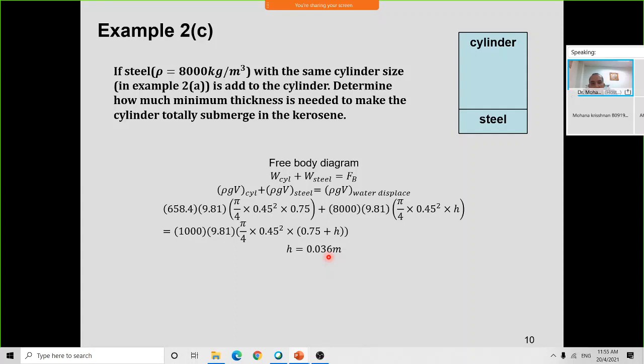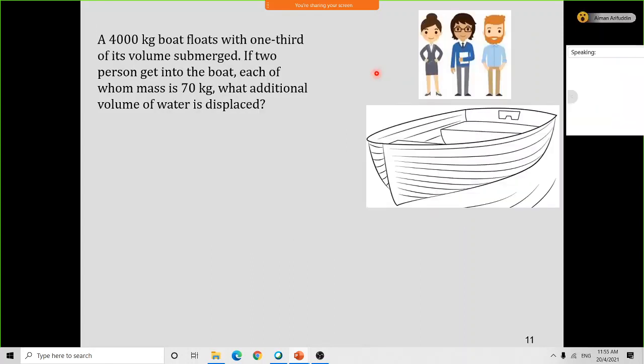Actually, example 2 was the final exam question from last year. So I hope everybody doesn't think the exam question will be too easy. Okay, next question.